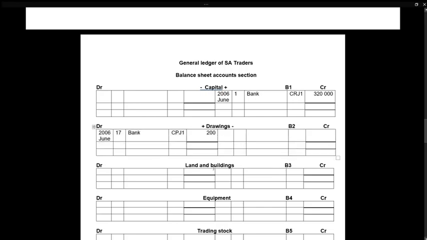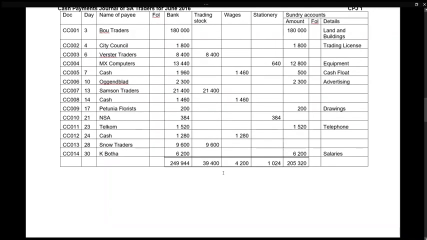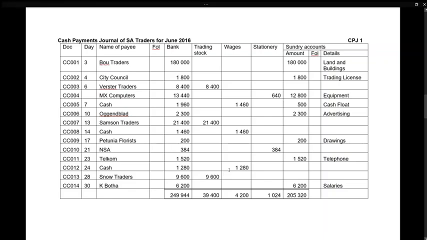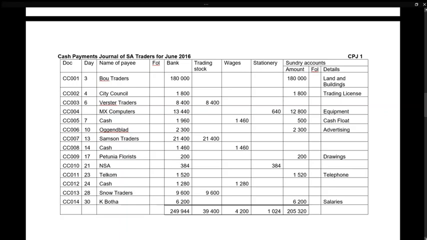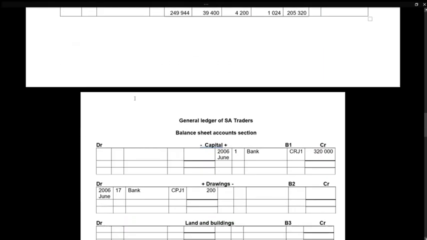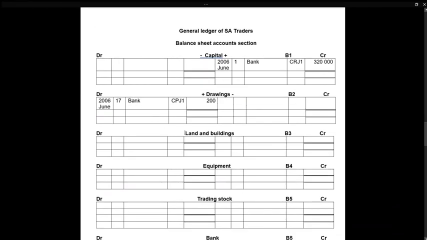Right, next one, land and buildings. Remember, we can only buy land and buildings. Well, in this activity, I remember only purchasing land and buildings. Land and buildings took place on the 3rd. Let's go and account for it, 180,000 Rand. Land and buildings is classified as an asset, and the signs for assets is plus, minus. Will increase in my debit side and decrease in my credit side.